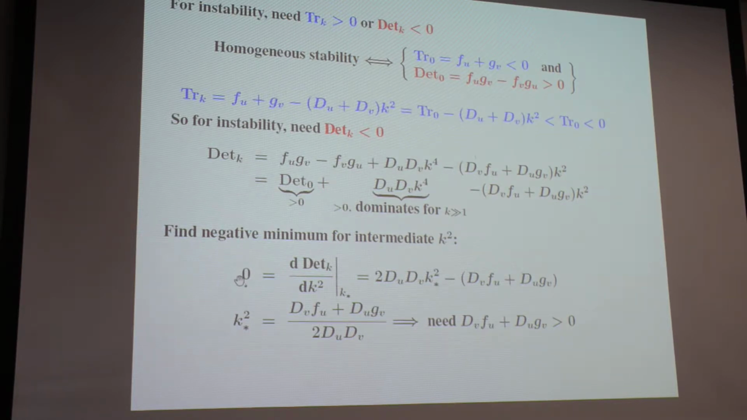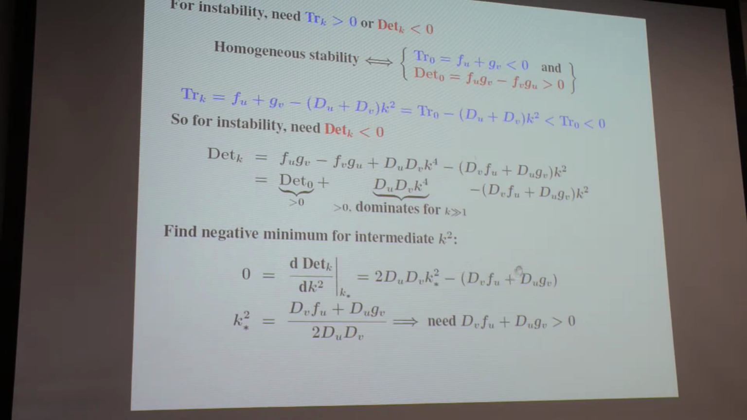We're setting it equal to 0. And so we get a formula for k star. That is the k that yields the lowest determinant. We want that lowest determinant to be negative. I mean, we do want the lowest value of the determinant to be negative, but the k squared, this has a solution.